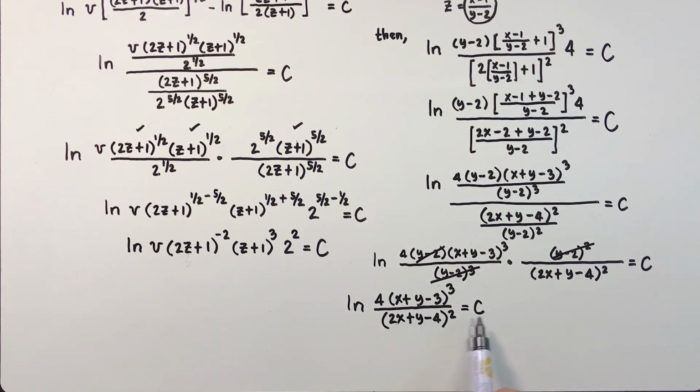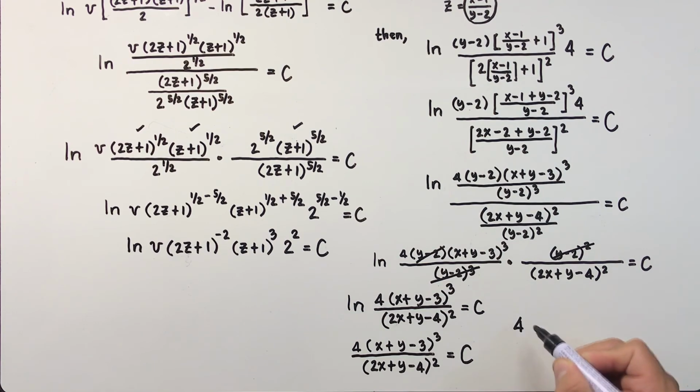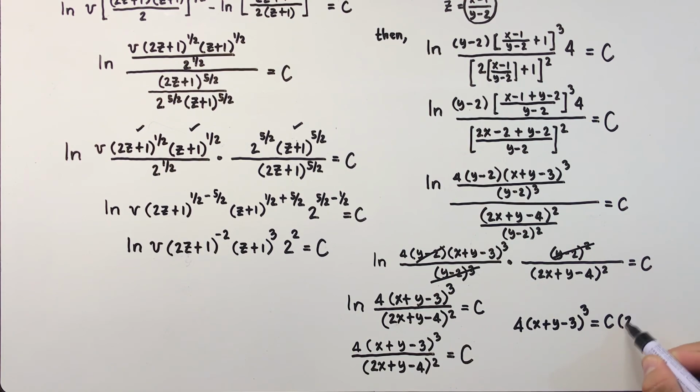So raising both sides of the equation to e, we have 4 times x plus y minus 3 to the power of 3 over 2x plus y minus 4 to the power of 2, which is equal to the constant c. Because when a constant e raised to another constant c, the result is still a constant. So multiplying both sides of the equation by this denominator, we have 4 times x plus y minus 3 to the power of 3, which is equal to the constant c times 2x plus y minus 4 to the power of 2.